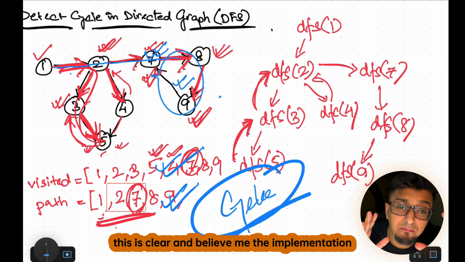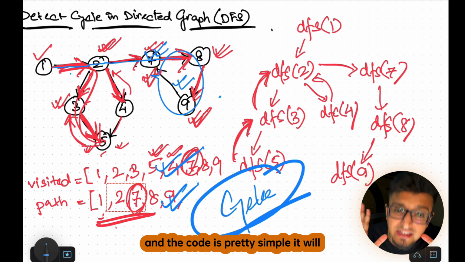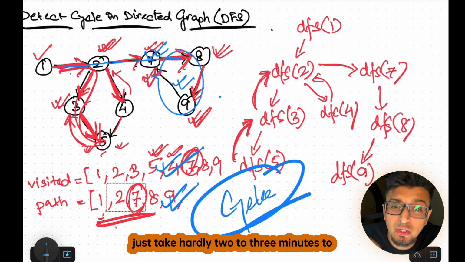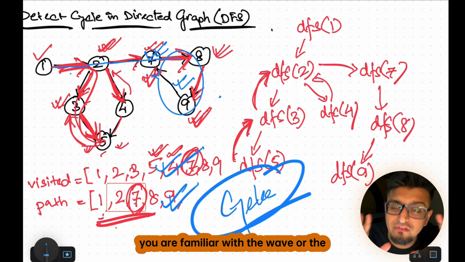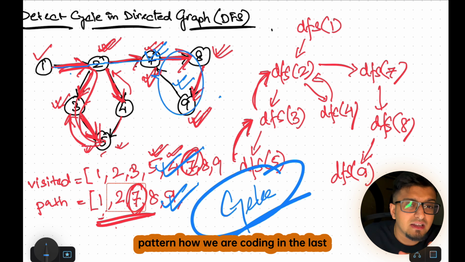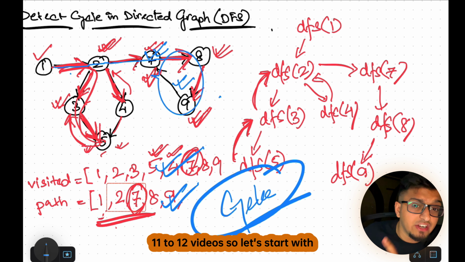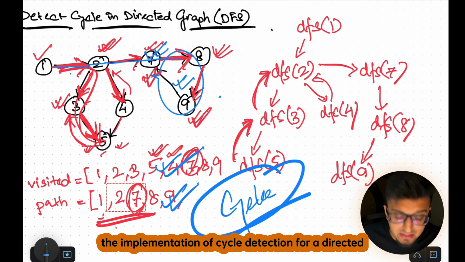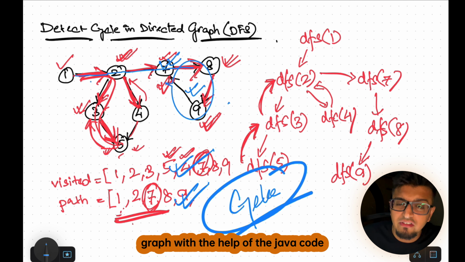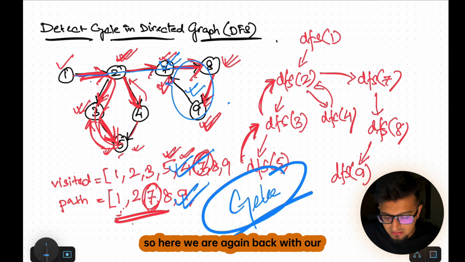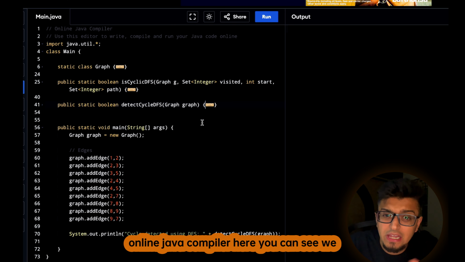And believe me, the implementation and the code is pretty simple. It will hardly take 2 to 3 minutes to explain the entire code to you guys, if you are familiar with the pattern we have been coding in over the last 11 to 12 videos. So let's start with the implementation of cycle detection for a directed graph with the help of Java code. Here we are again back with our online Java compiler.